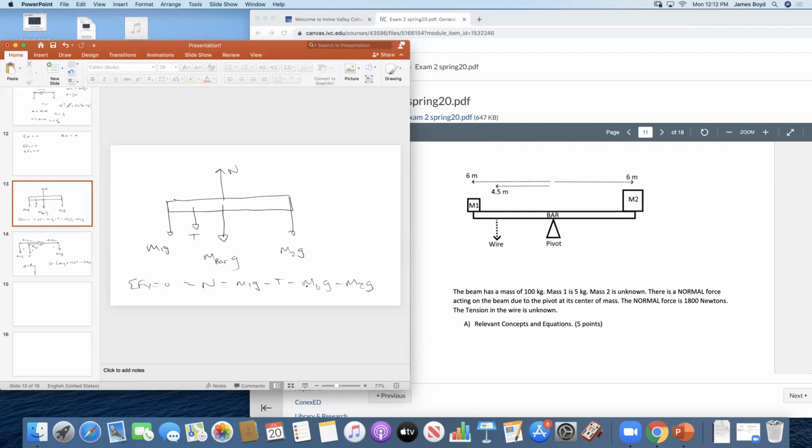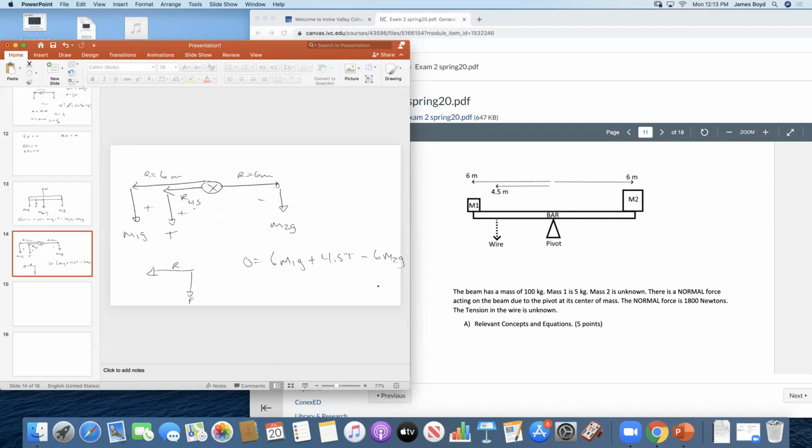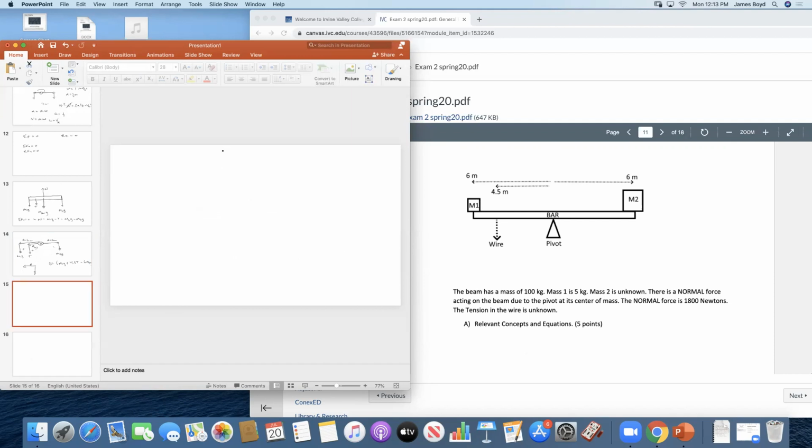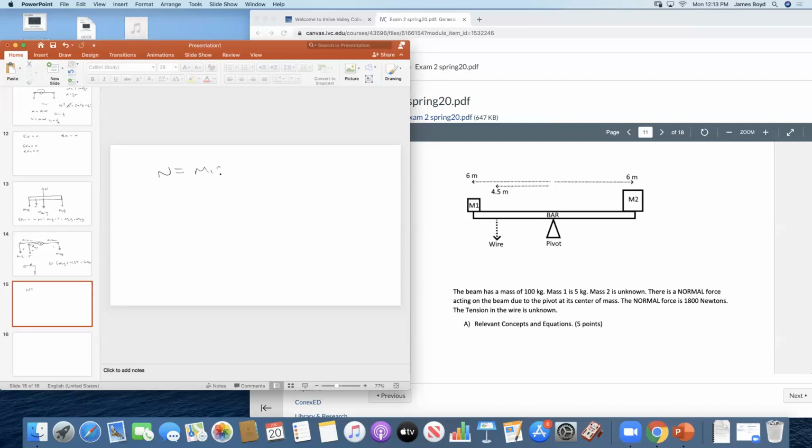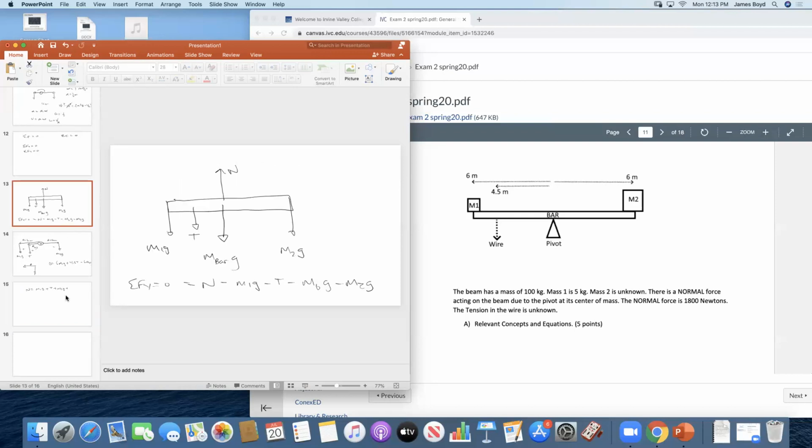Now, in this equation, I don't know m2. I don't know the tension. So I have two unknowns here. And in this equation, I don't know t and I don't know m2. So let's write those down at the bottom. N is equal to, if I move everything over, m1g plus t plus m2g plus, was that it? Yeah, that was it, sorry.